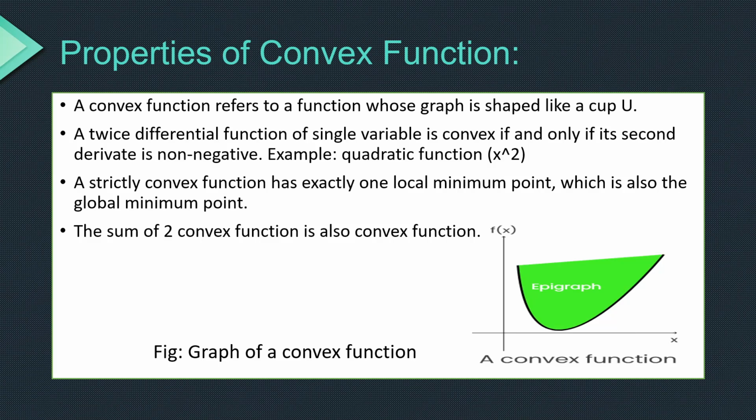For a strictly convex function, it has one local minimum point. The local minimum point is the global minimum point. And the sum of two convex functions is also a convex function. The function which satisfies all the above properties is called a convex function.